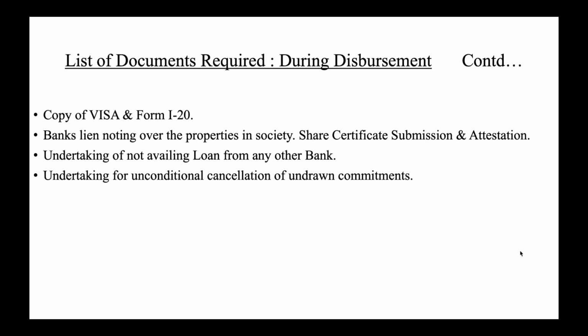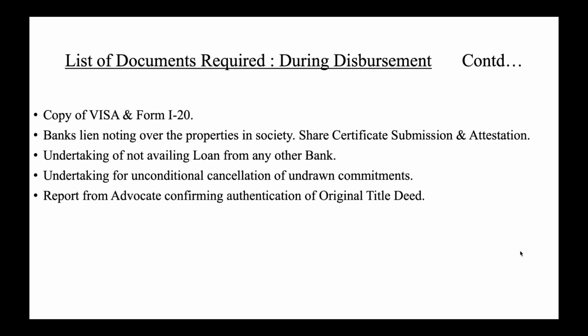Now, undertaking for unconditional cancellation of undrawn commitment. What the bank wants is this: suppose the whole sanction is 60 lakhs and you withdraw 20 lakhs. The bank at any time can choose not to offer you the remaining 40 lakhs. So this is an undertaking by yourself for this particular document.